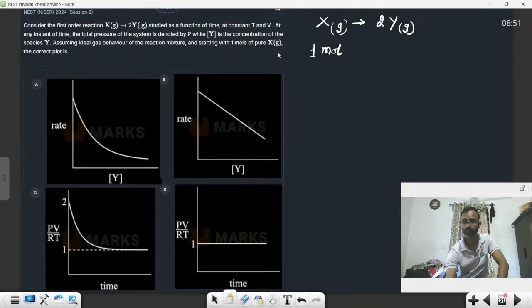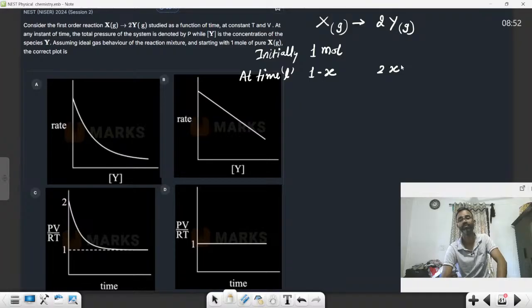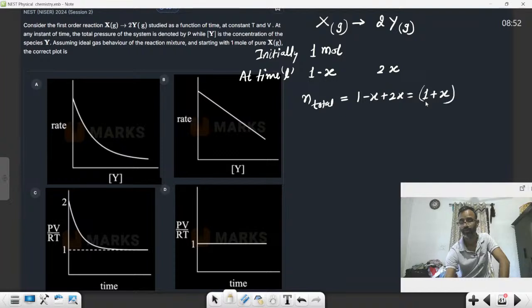So initially we have 1 mole of X. At time t, let us say it becomes 1 minus X. So it is 2X. So total moles after time t is 1 plus X. That means initially it is 1 mole and after time t it becomes 1 plus X.